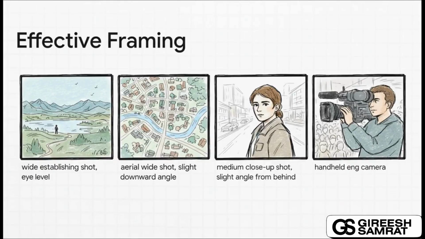And look, you don't need a film degree to do this, really. Sora understands basic filmmaking language perfectly. You can just say things like wide establishing shot, eye level to set the scene, or medium close-up shot to focus on a character. Even something like handheld ENG camera will give you that shaky, on-the-ground news report feel. These simple phrases are super powerful for telling the AI exactly where to put the camera.